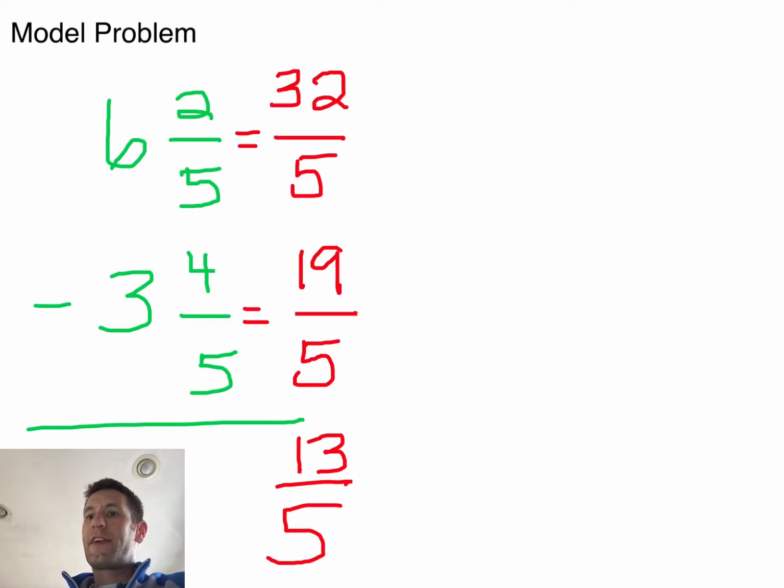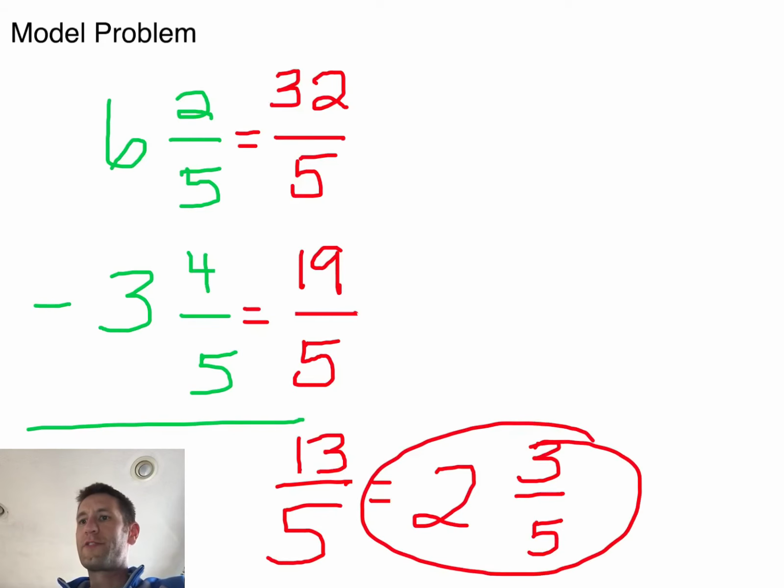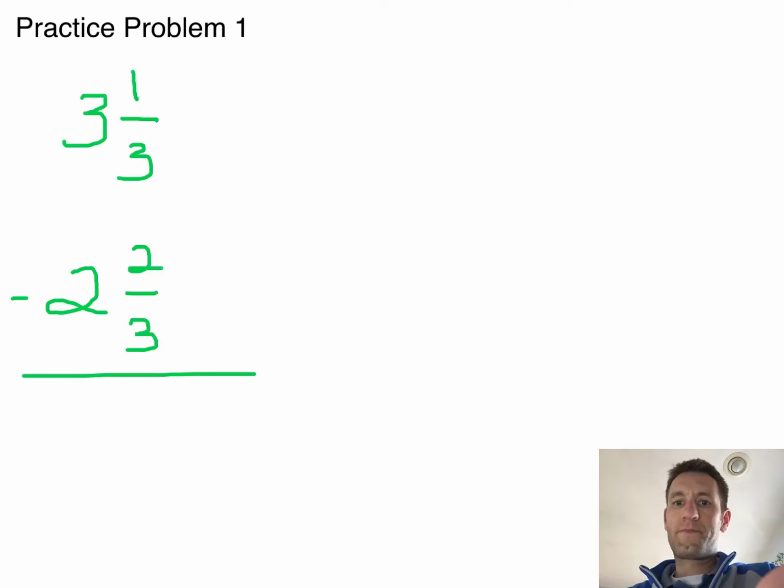In order to get a final answer, I need to convert this fraction greater than 1 into a mixed number. And I know that this 13/5 is 2, and then my denominator will remain 5, 2 3/5. So my final answer is 2 3/5.